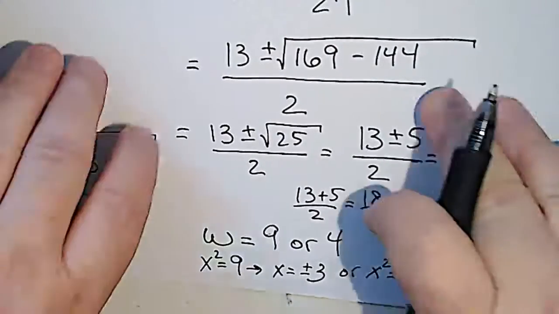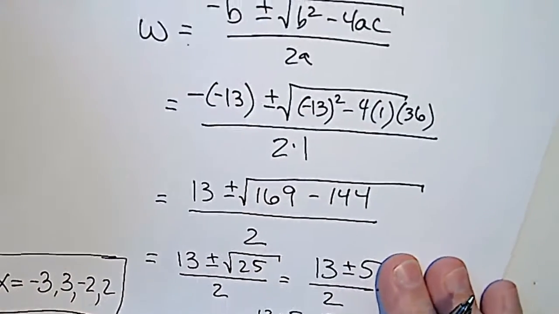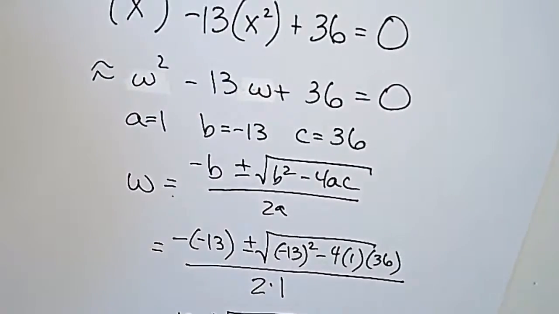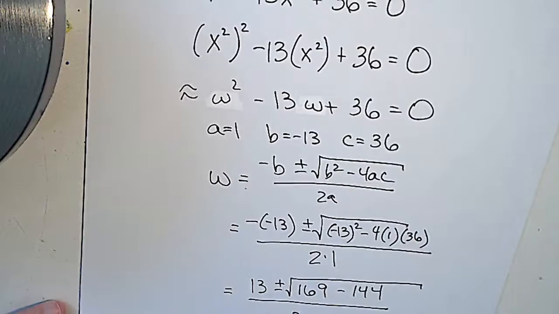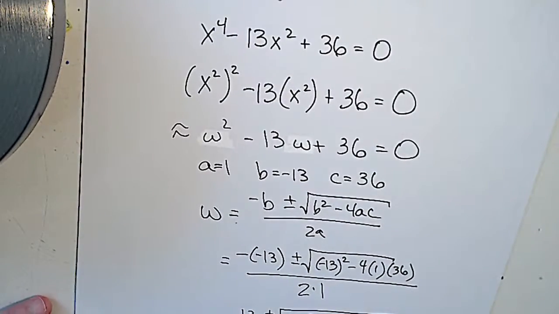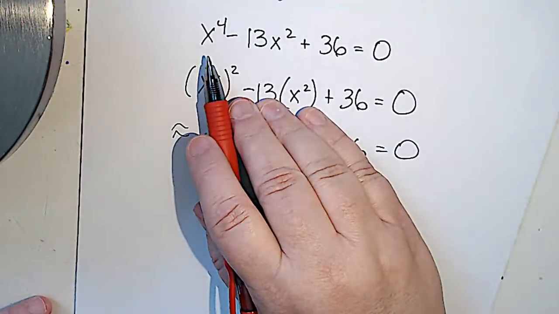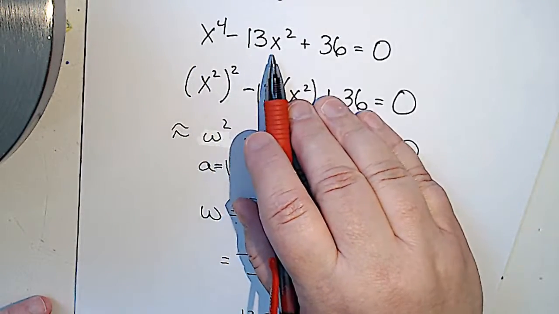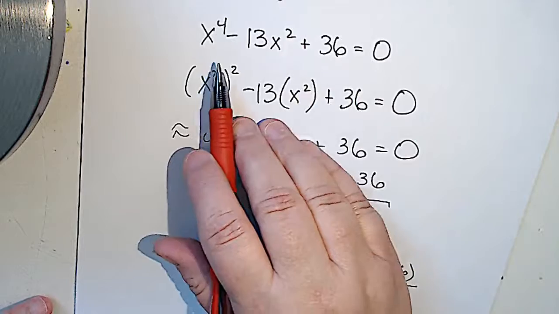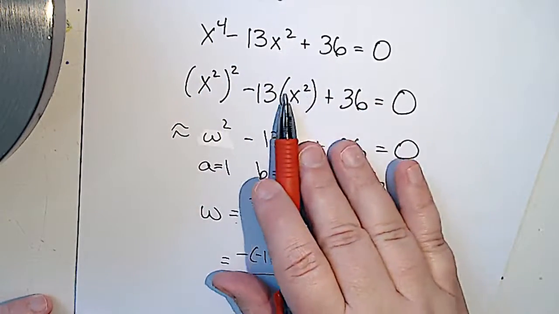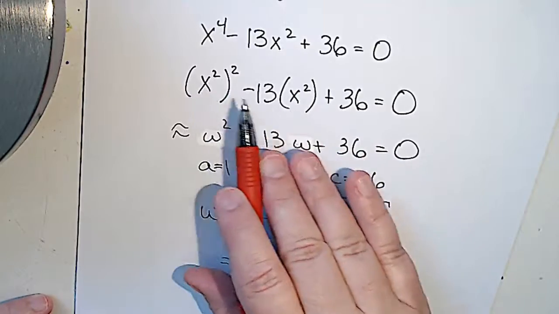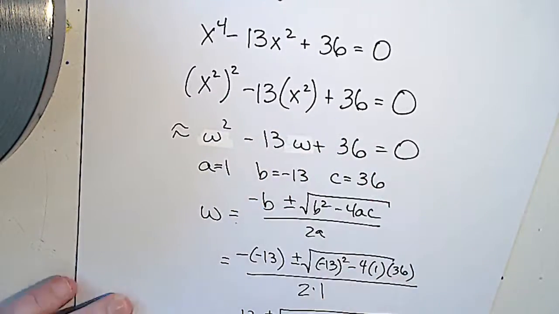It's really weird. So let me take a moment, because I'm only at 12 minutes, and go back over this so that you're not left thinking, what the what? Here's more of what's going on. I started out with x to the 4th minus 13x squared plus 36. I changed x to the 4th to x squared squared, and this was also x squared. So it's quadratic in x squared.